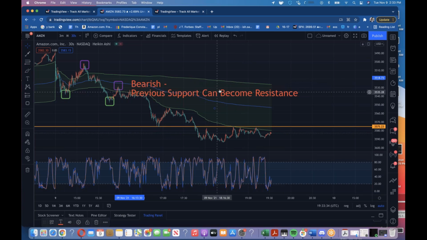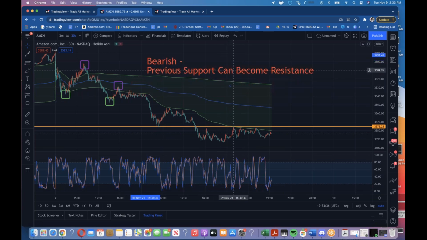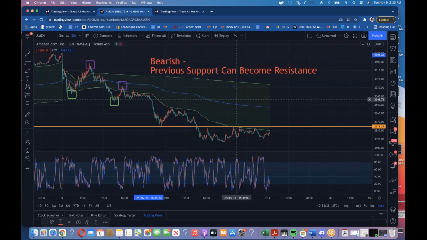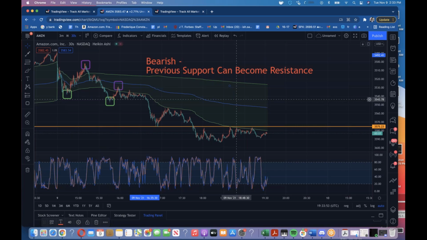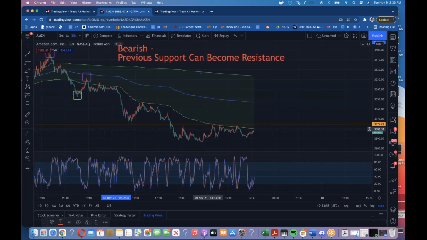Previous support can become resistance, right? This is what we see when something's pretty bearish intraday. I really like adding this to the strategy when we're shorting something. And essentially, the previous support could become resistance, right?